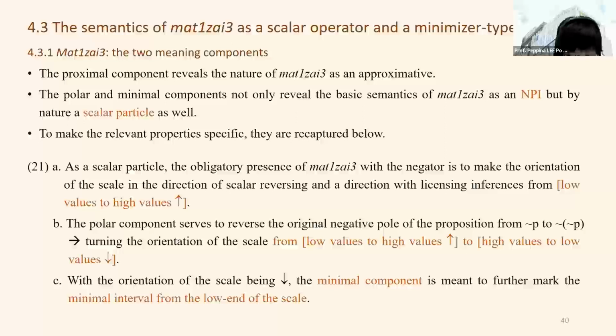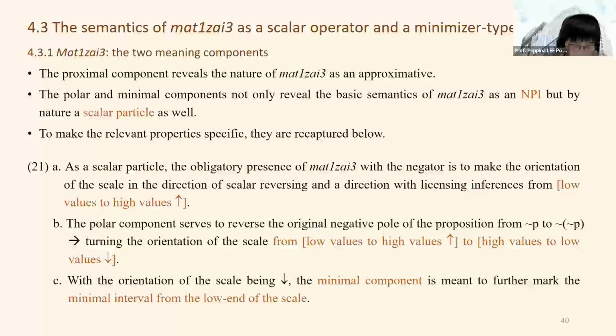However, what is interesting about the two components, the polar and the minimal components. The polar part reverses the polarity of the projectant proposition from negative p to p. As an MPI, the projectant proposition occurring in Matzai is negative p. The polar will have the original negative p changed to p. Apart from this, while the proximal component reveals the nature of Matzai as an approximative, the polar and minimal component not only reveals the basic semantics of Matzai as an API, but by nature a scalar particle as well.